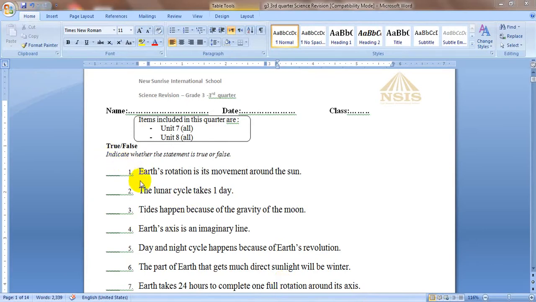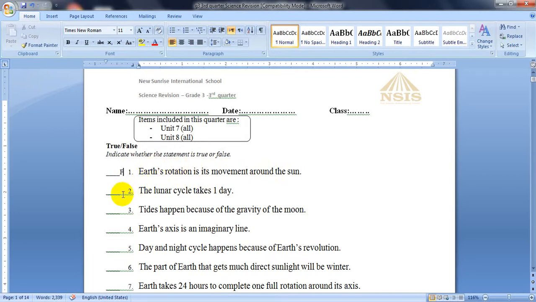Is it true or false? Earth's rotation is its movement around the sun. When the Earth is moving or revolving around the sun, we call this movement rotation. Is it true? Of course not. Earth's revolution is its movement around the sun. But the word rotation means the Earth is moving or spinning around its axis.